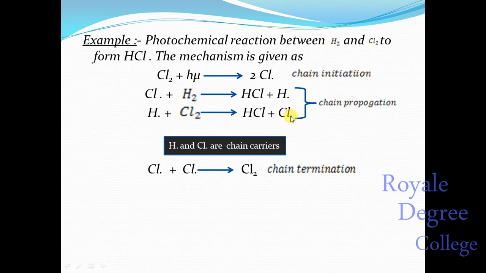So here H dot and Cl dot are nothing but the hydrogen and chlorine free radicals. They are chain carriers. So when chlorine free radical plus chlorine free radical combine, as a result of that we are getting the chlorine molecule. With this, the chain will stop. That is chain termination step.